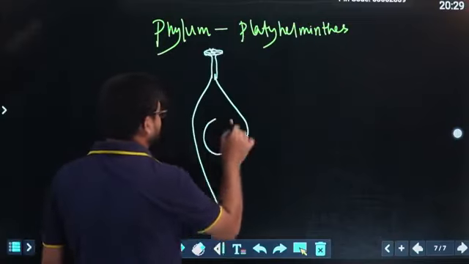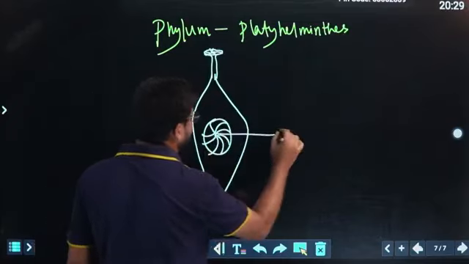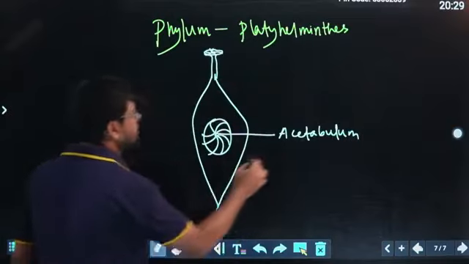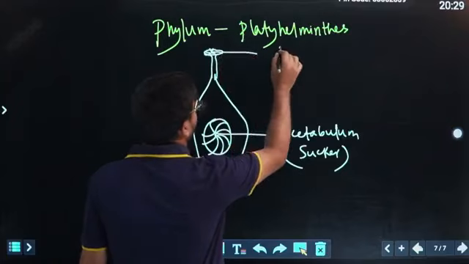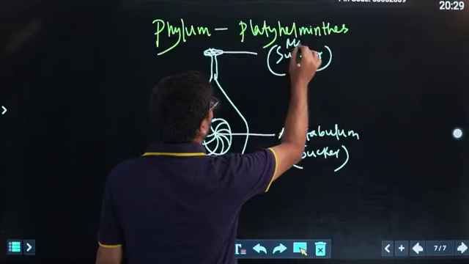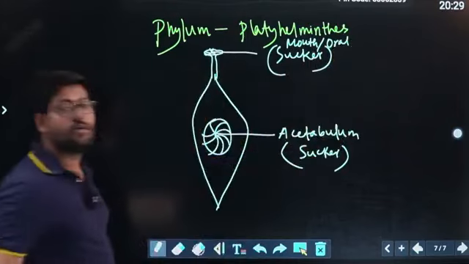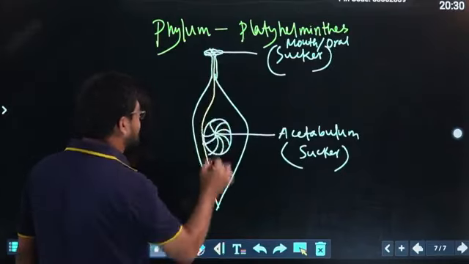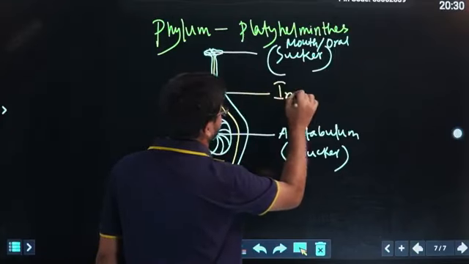And this structure also contains another structure for attachment. It is called the acetabulum. Okay, this acetabulum is also a kind of sucker, and this one is also a kind of sucker, but the anterior sucker contains the mouth. Okay, in Greek the word for mouth is oral. For that reason you can say it is the oral sucker. They have a digestive system, but the digestive system does not open with an anus. For that reason it is an incomplete digestive system.